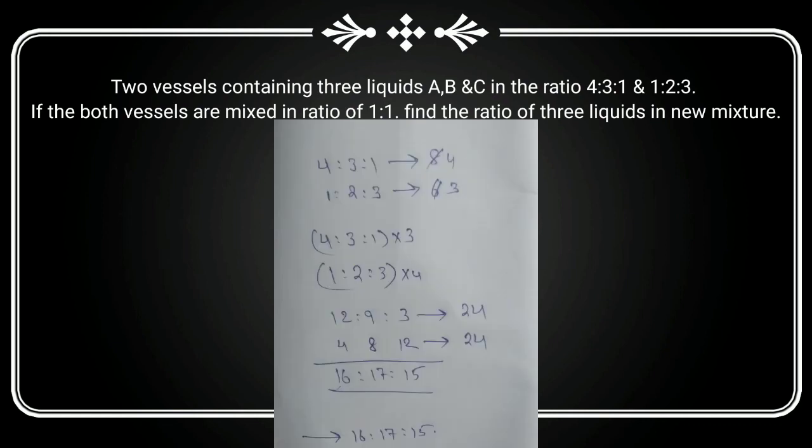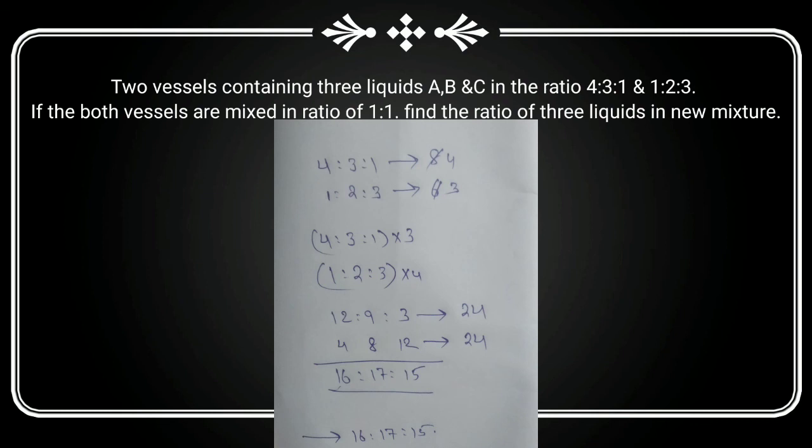In the first vessel, the liquid A is 4 parts and liquid B is 3 parts and liquid C is 1 part. Total 8 parts. In the second vessel, the liquid A is 1 part and liquid B is 2 parts and liquid C is 3 parts. Total 6 parts. Now to make the parts equal, I am multiplying the first ratio with 3 and the second ratio with 4. Now the new ratios are 12:9:3 and 4:8:12.